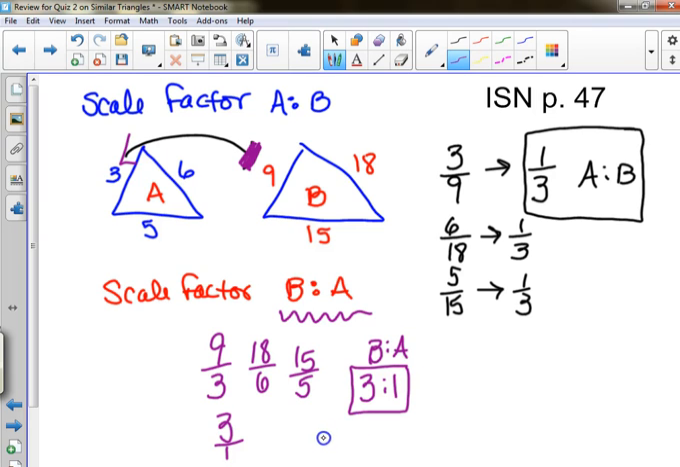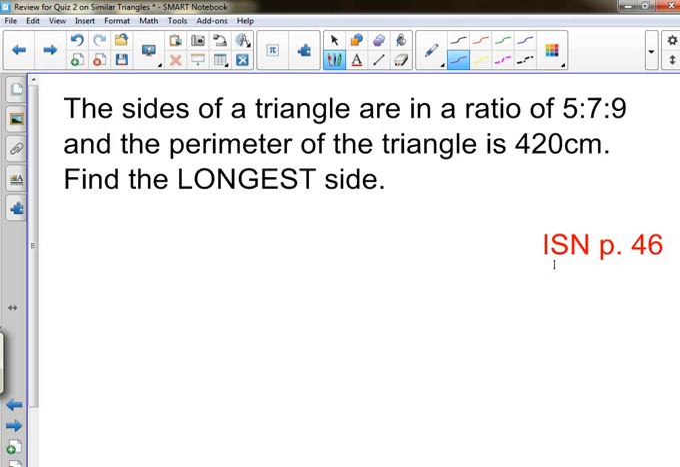Okay, so just pick a set of sides that match up and reduce the ratio, A to B or B to A. Give you a minute. I'm thinking some of you are still trying to write. All right, guys, pause the video if you need more time, but I'm going to go and do the last question I have for you. There is a question like this, and I believe these are in your ISN on page 46, I think 46B. But I just wanted to do one example of the ratio questions.